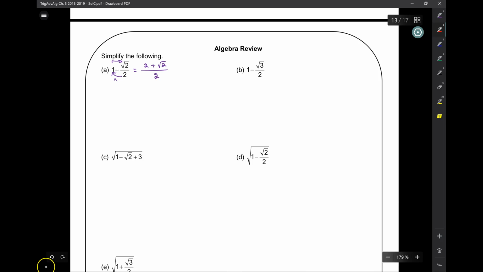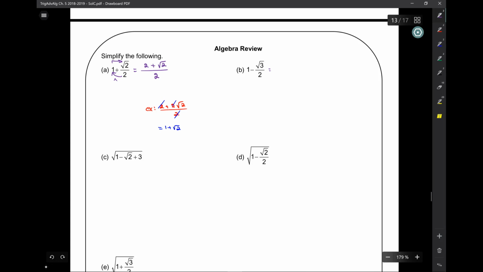If we had 2 plus 2 root 2 over 2, then this 2 and this 2 would have canceled. So it would have been 1 plus root 2. Okay? All right, let's do this next one.